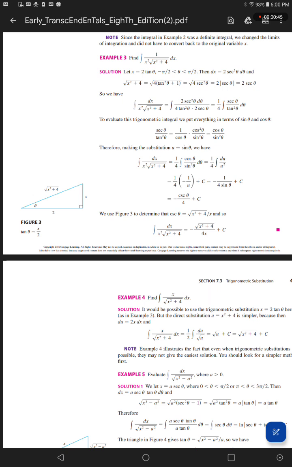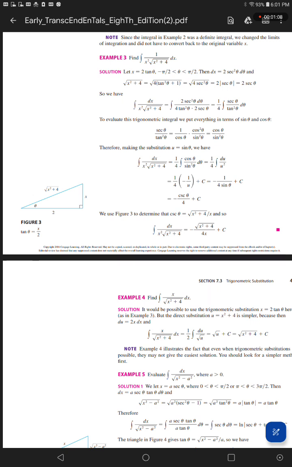4 equals the square root of 4 times open tangent squared theta plus 1 close, equals the square root of 4 secant squared theta, equals 2 times the absolute value of secant theta, equals 2 secant theta.